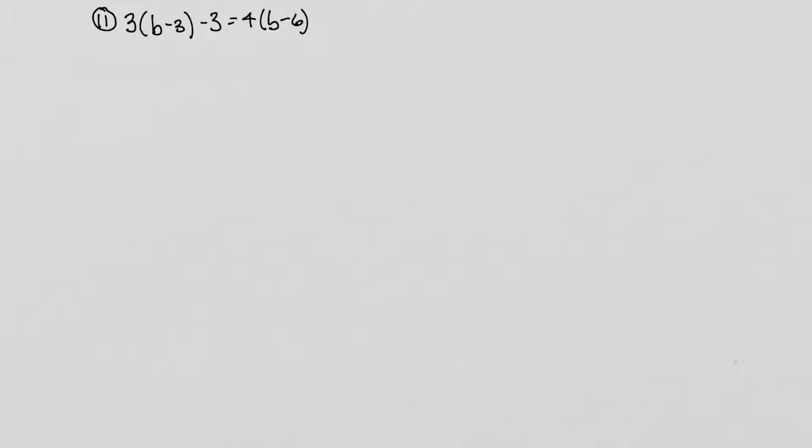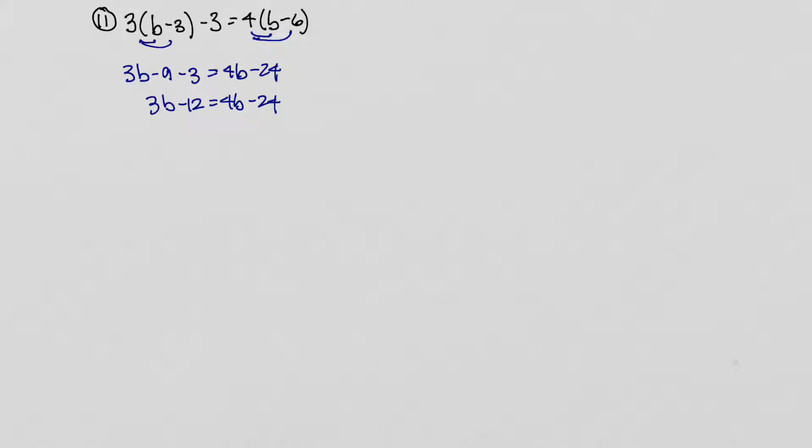This problem is similar to the last one we did, number 10. Let's multiply through using the distributive property. We get 3b minus 9 minus 3 equals, and then on the right side, how about 4b and then minus 24. And I've got b's on both sides. I think I'm going to get all the b's on the right side. I've got 3 on the left, 4 on the right. So I'm going to get all the b's on the right side. But before I do that, let's combine these two numbers here. So we're going to get 3b minus 12 equals 4b minus 24.